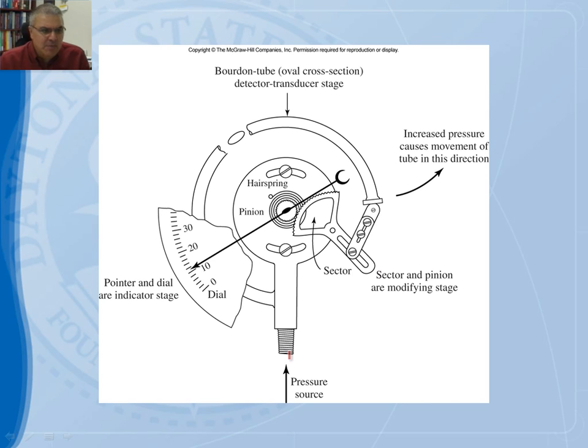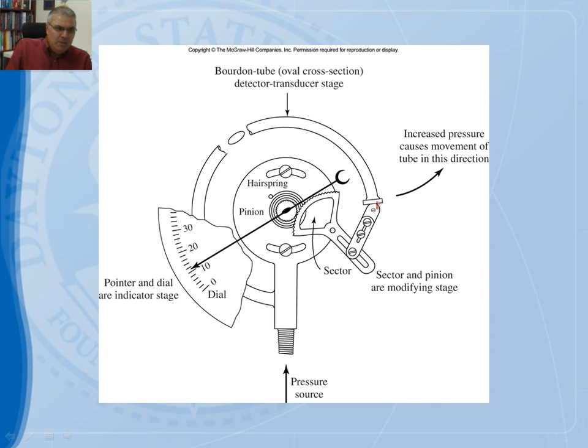It has a sector and pinion. This is the sector, and the pinion is provided here. And there's a hairspring, again to make sure the pointer itself goes back to its original state when the pressure is off. The Bourdon tube itself has an oval cross section. The oval cross section right up here, that's the detector transducer stage. We take the pressure from here. It's going to go through the detector transducer stage.